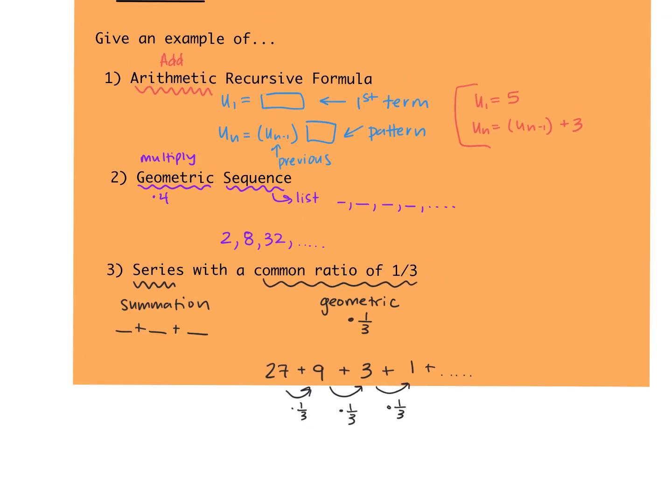One last follow-up comment, that pattern in a geometric sequence or series, we call that value the common ratio. Multiplying by 1/3, multiplying by 4, those would be common ratios. In an arithmetic scenario, whether it's an arithmetic sequence or an arithmetic series, the value that's getting added each time, we call that the common difference.